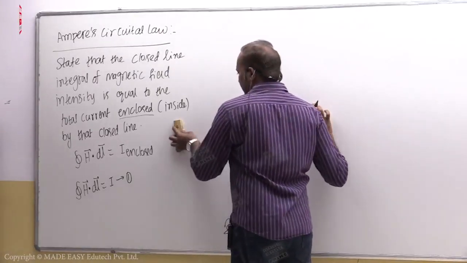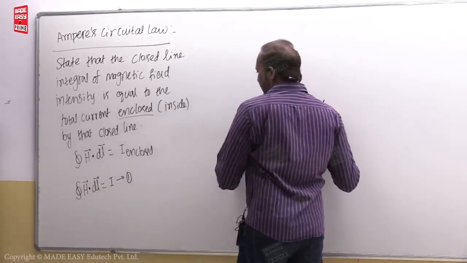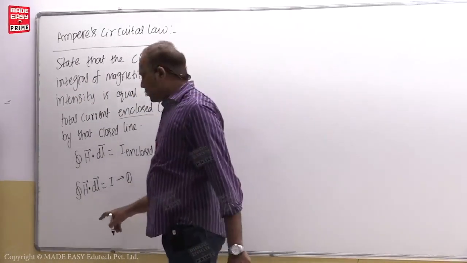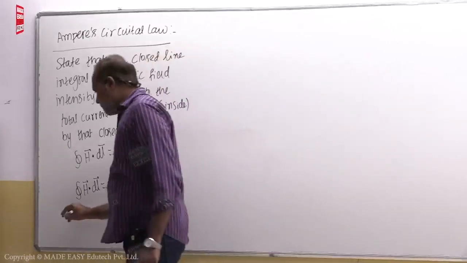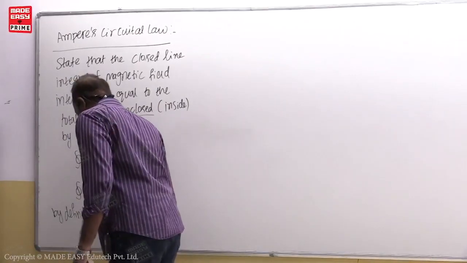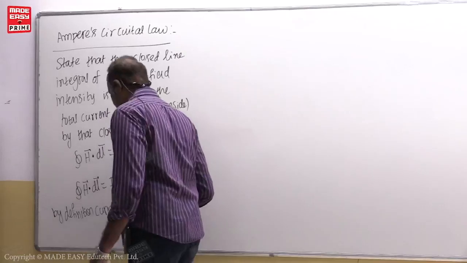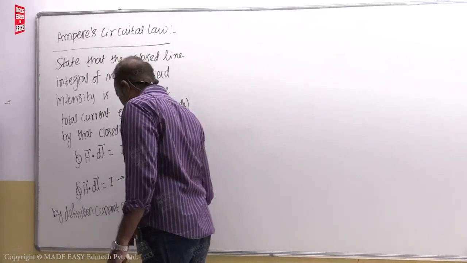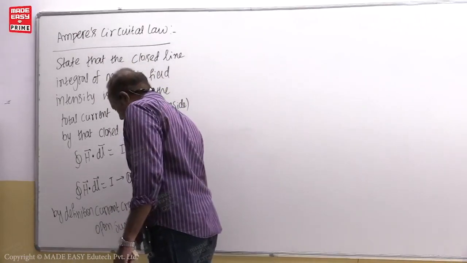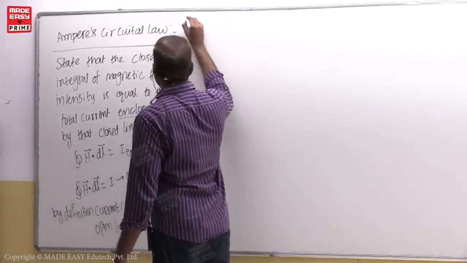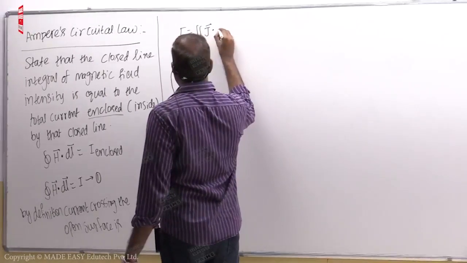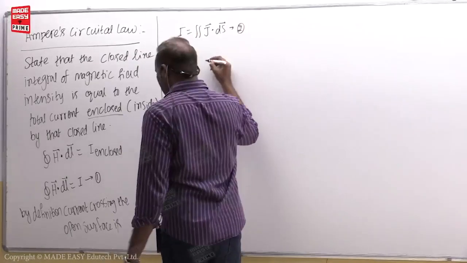Now, I told you inside a closed line, open surface is there. So, write current in terms of open surface. By definition, current crossing the open surface is I is equal to double integral j bar dot ds bar. This is equation number 2.